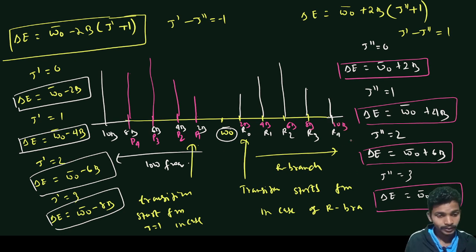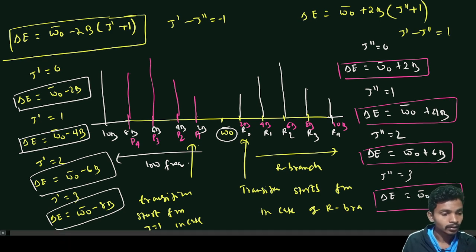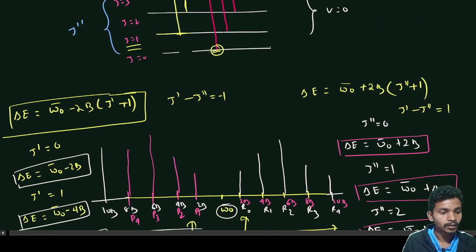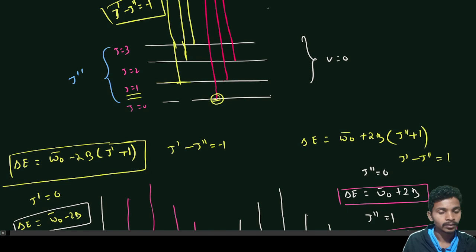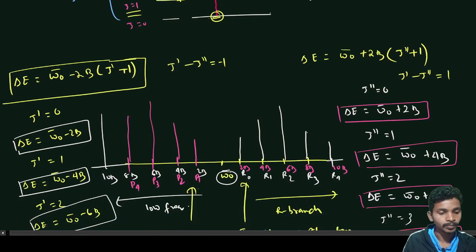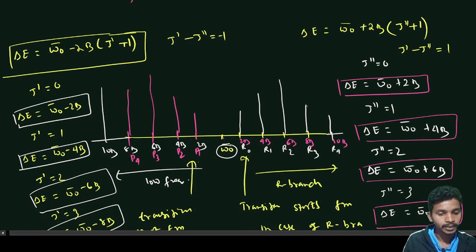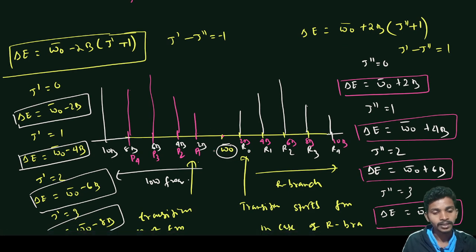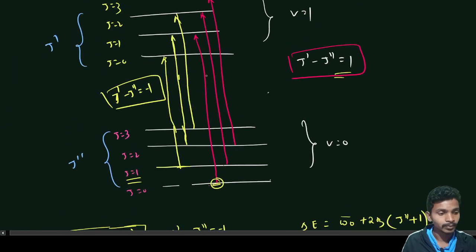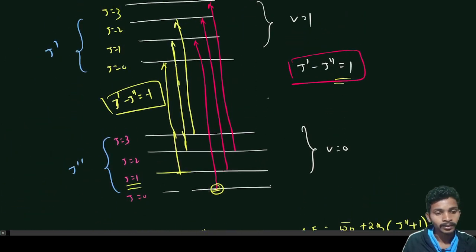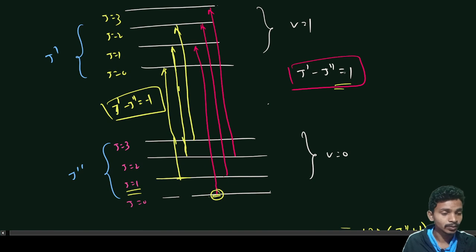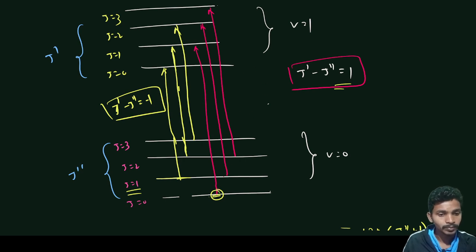So what we observe here is that this is the R branch and this is the P branch, and here no transition is happening, so we will not get any peak here. The reason is, according to J dash minus J double dash equal to 1, and another J dash minus J double dash equal to minus 1. So here the transition starts from 0 to 1.